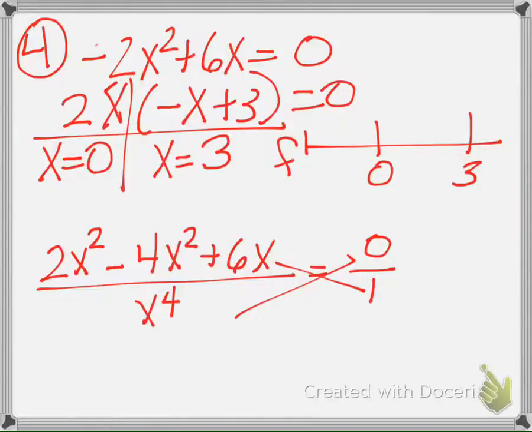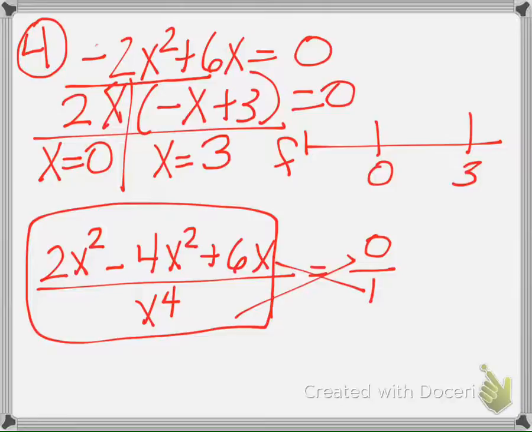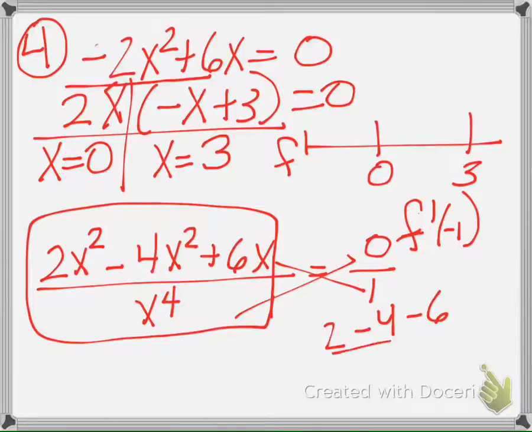Okay, so let's see, this was the derivative right here, that boxed part. Okay, so let's do f prime of -1. Okay, so if I put a -1 in there, I'm going to get 2 minus 4 minus 6 over a positive number. So I will get a negative over a positive, which is negative.